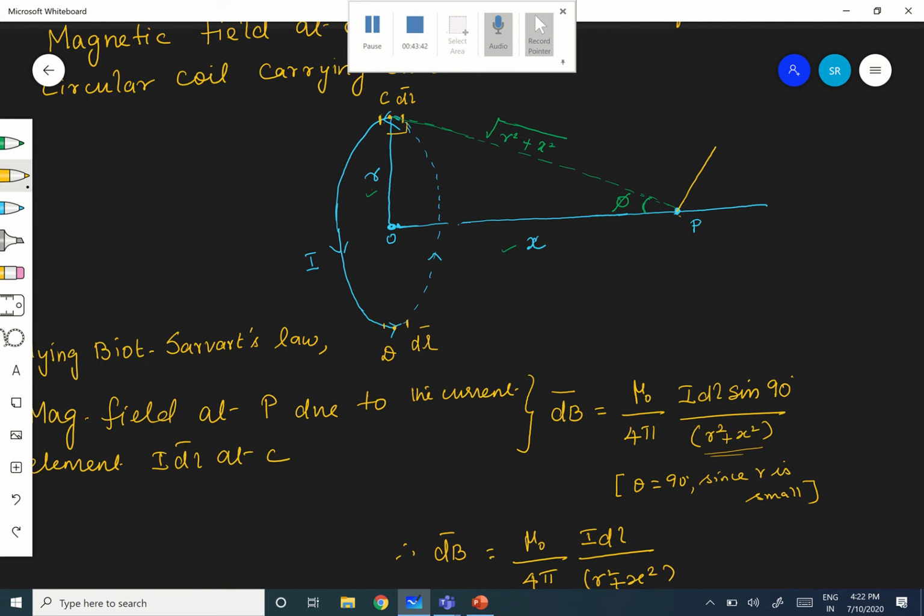If both are 90, then what is the direction of dB? That is the field due to idl at C. It should be perpendicular to the plane containing DL, the vector idl, and the vector CP. Distance of separation. Are you following? Okay, therefore, hope you are following. DL and R here.